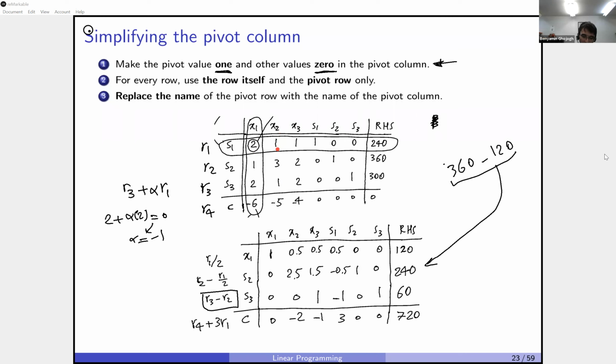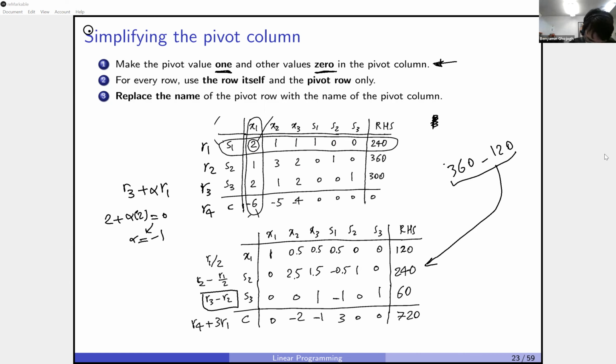1 minus 1 becomes 0. 2 minus 1 becomes 1. 0 minus 1 becomes minus 1. 0 minus 0 becomes 0. 1 minus 0 becomes 1. 300 minus 240 becomes 60. That's it. Now let's go to the fourth row.